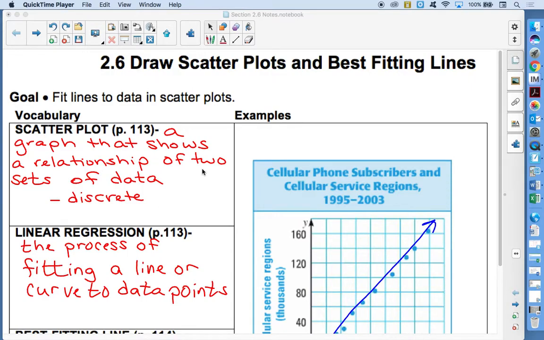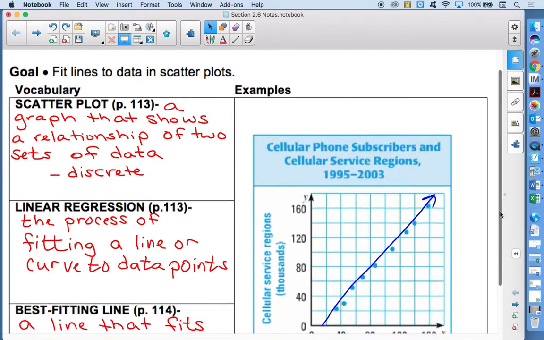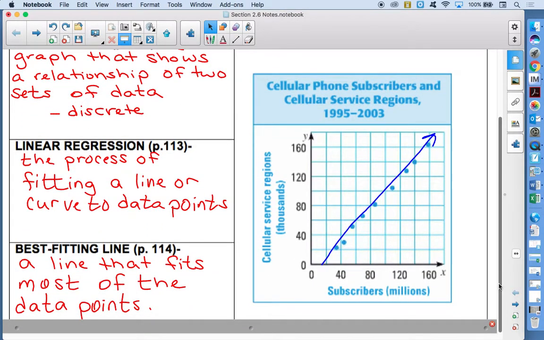A scatter plot is a graph that has points on it. So it really should look like a bunch of dots on a graph. But those points show a relationship of two sets of data. Depending on what you're comparing, you could compare height and weight. You could compare the length of time versus how tall something rose. You could compare two different brands of something.